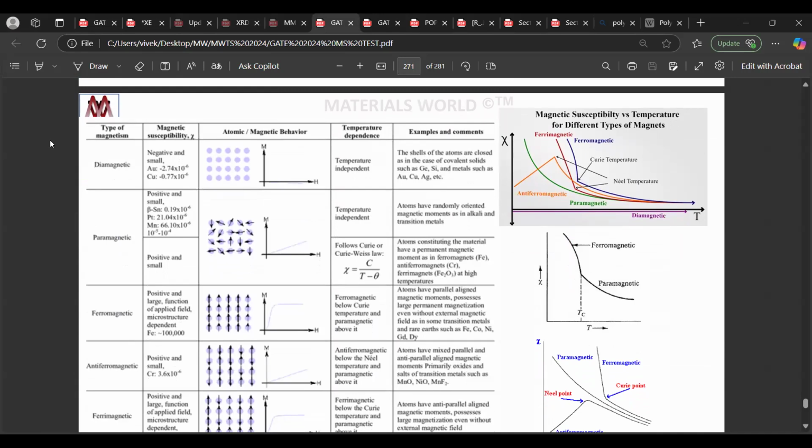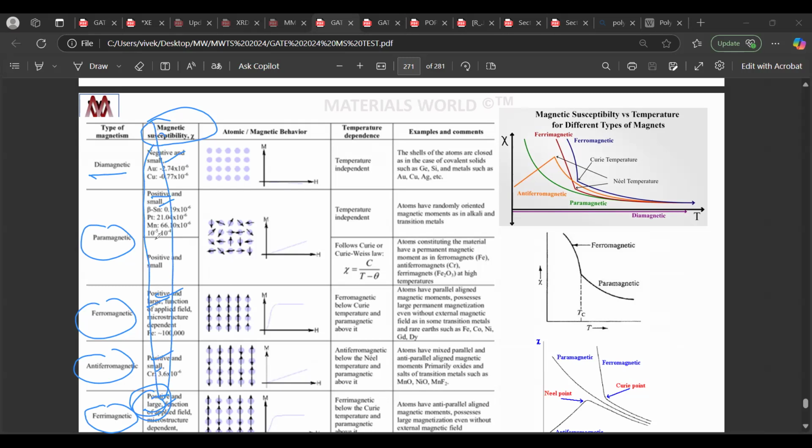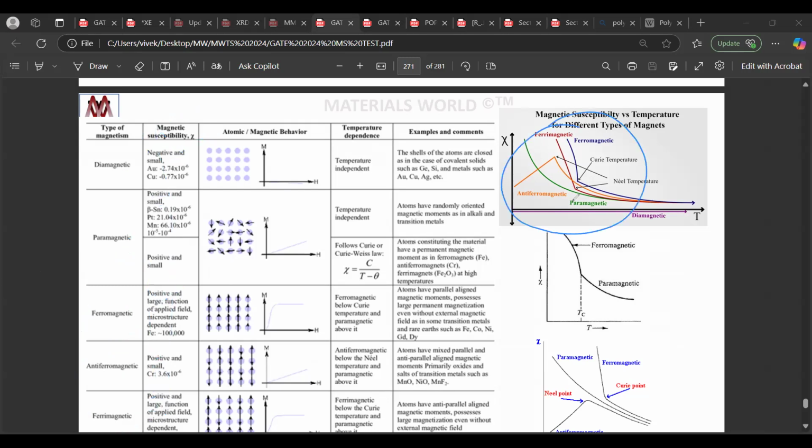Okay, so if you see this, it is magnetic susceptibility. For diamagnetic, it is negative and small. For paramagnetic, it is positive and small. For ferromagnetic, it is positive and very large, right? And for antiferromagnetic, it's positive and small. For ferrimagnetic, it is positive and large, right? So it's a simple understanding that you need to develop. That's it. Okay, and then of course how the curve behaves is also important.